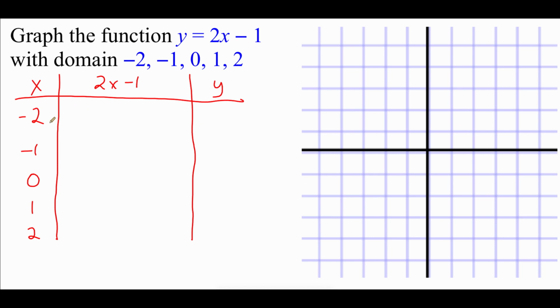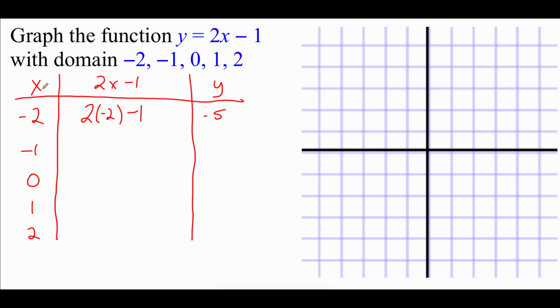So the first x value that I'm going to plug in is this negative 2. So I'm going to take that and plug that in for x in my function. So we would get 2 times the negative 2 minus 1. And we're trying to figure out what this is going to equal. So 2 times negative 2 would be negative 4. And then if we subtract 1 more from that, we get negative 5 as our answer. So that's our y value output.